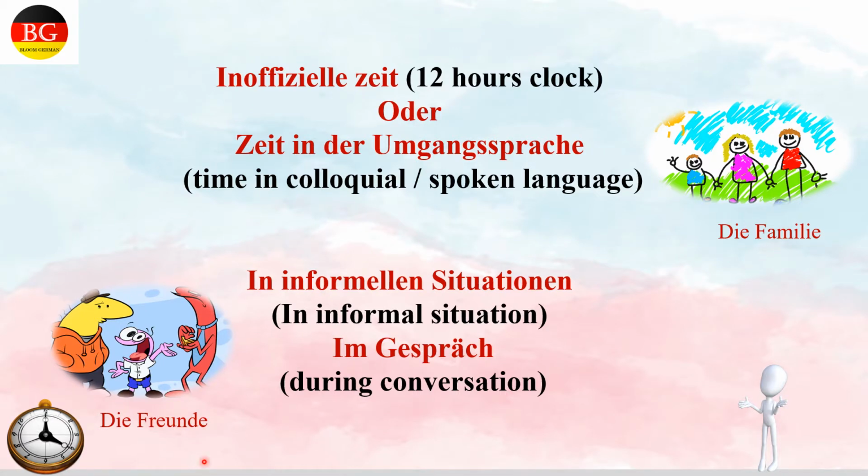Inoffizielle Zeit. It is also called Zeit in der Umgangssprache, that is spoken language. In Umgangssprache or inoffizielle Zeit, there is only one way to write a time, irrespective of whether it is written in 12-hour format or in 24-hour format. So where are we using it? We are using it in informellen Situationen, the informal situation, oder im Gespräch, during conversation. Conversation with the family oder with the Freunde.